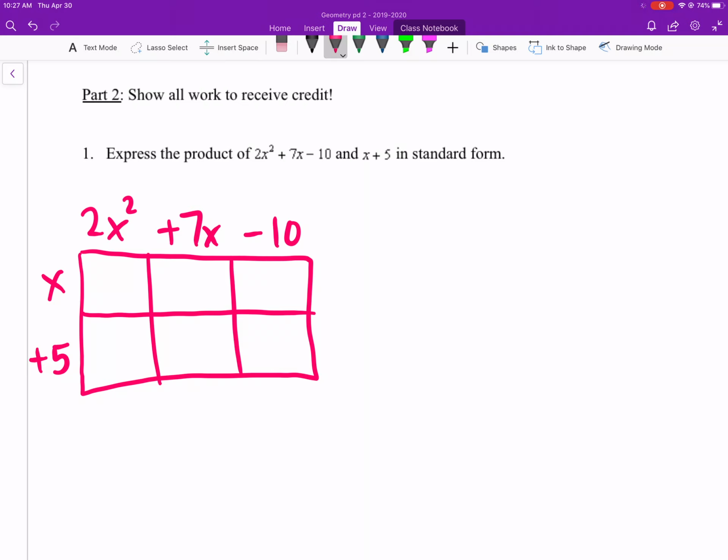So 2x squared times x is 2x cubed. Remember, this is a 1 in front, so 2 times 1 is 2. This is a 1 for the exponent, right? So it would be 1 plus 2 for the exponents to give you 3, just to show you where that comes from. Bottom left here, 2x squared times 5 is 10x squared.